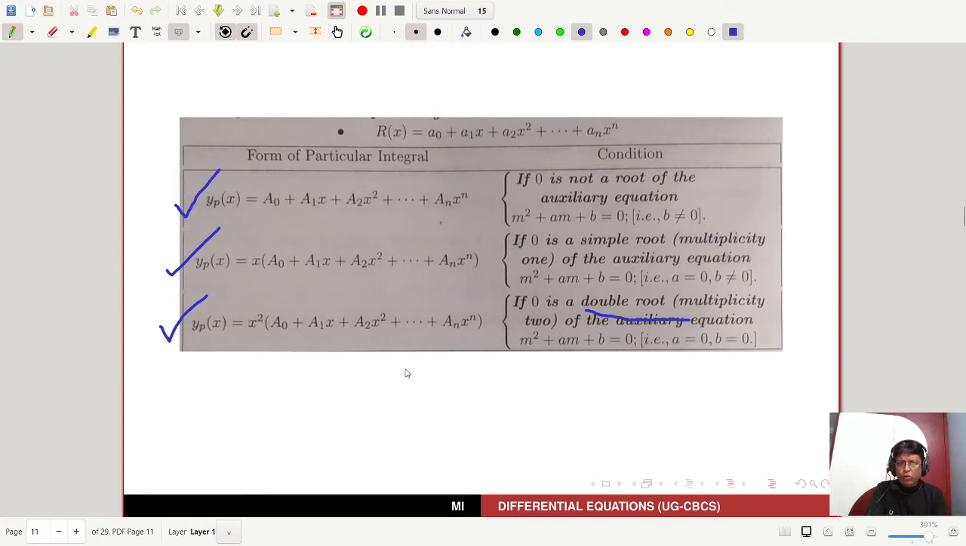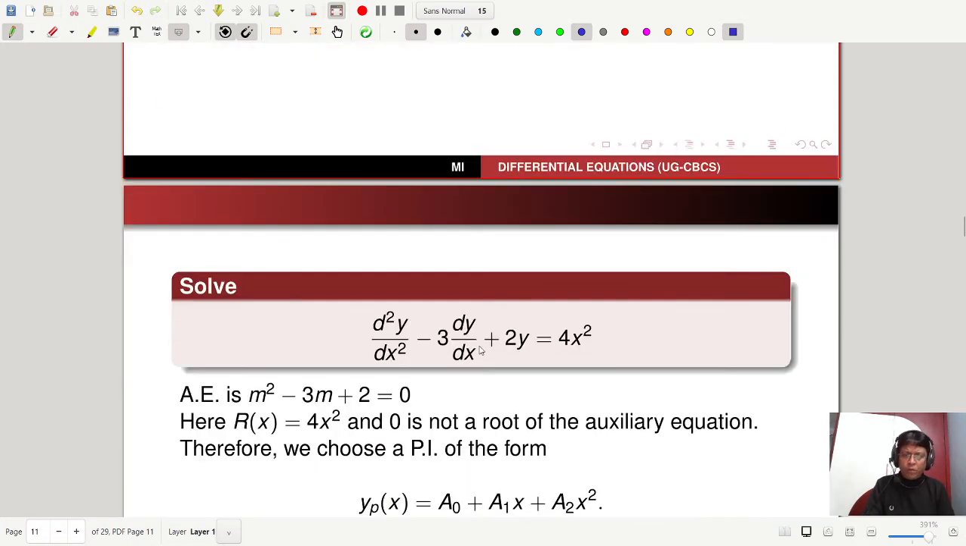So if 0 is not a root of the auxiliary equation, your yp will be a simple polynomial of nth degree. If your R(x) is a quadratic, then it must be a quadratic. If your R(x) is a cubic, it must be a cubic. And if 0 is a simple root of the auxiliary equation, then yp equals x times the nth degree polynomial. And the third and last case, if 0 is a double root, then yp will be x squared and the nth degree polynomial. Okay, let's have a problem on that.